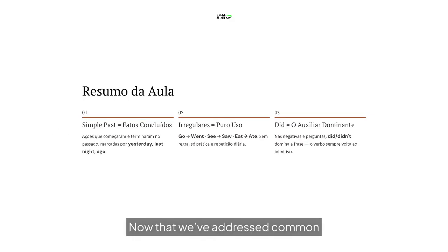Now that we've addressed common mistakes in using the past simple tense, let's take a moment to summarize what we've learned in this course. Understanding the past simple is crucial, as it helps us communicate facts that are complete and finished. This tense allows us to share actions that started and ended in the past, marked by helpful time phrases like yesterday, last night, or 2 days ago. These markers guide your listeners, making it easier for them to follow your narrative.